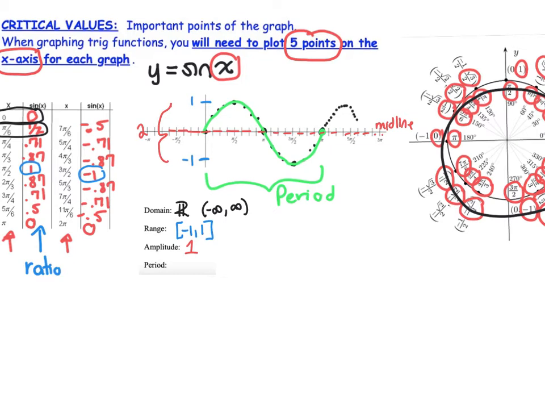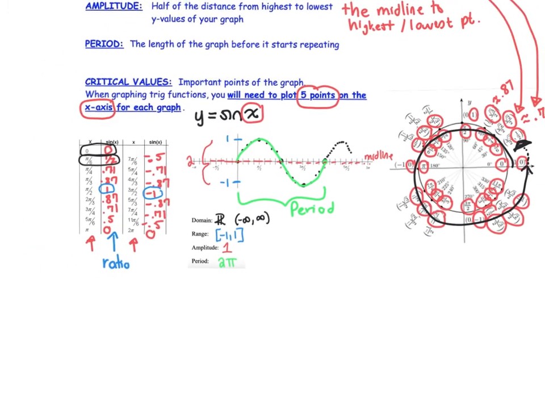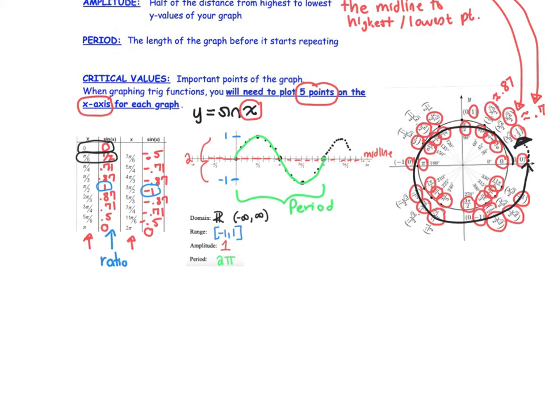The period is the length of one cycle. We went from 0 to 2 pi, which means that the length of this one cycle is 2 pi units long. Now, as we start graphing these, many of these values will start to change as we start changing things in the function. But this is what the general graph looks like.